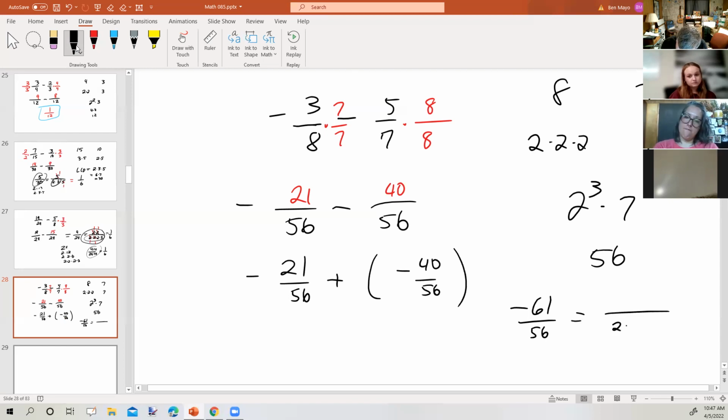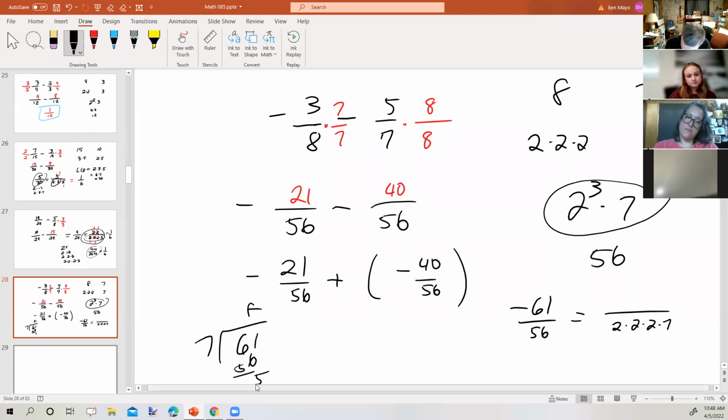56 is 2 times 2 times 2 times 7. I know that from right there. 61 or -61 is not even, so 2 doesn't go into 61. Does 7 go into 61 evenly? Let's see, 7 times 8 is 56, remainder, no.